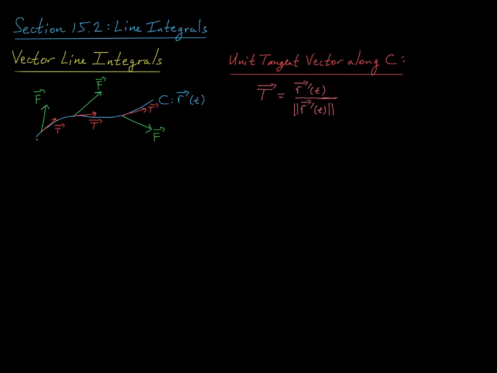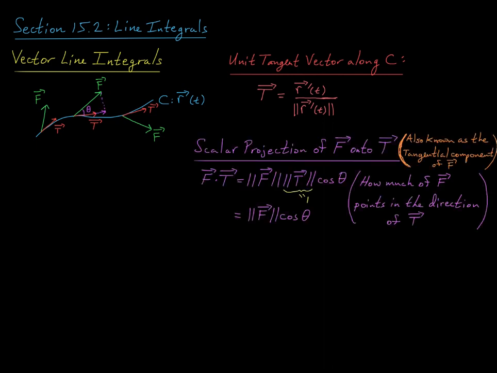You can think of this unit tangent vector as the direction of your headlights if you were driving along this road late at night. It's just describing the direction of motion. Now, if I want to know how much my force vector contributes towards this tangential direction, then what I want to look at is the scalar projection of this force vector F onto the unit tangent vector T. This is also known as the tangential component of the vector F.